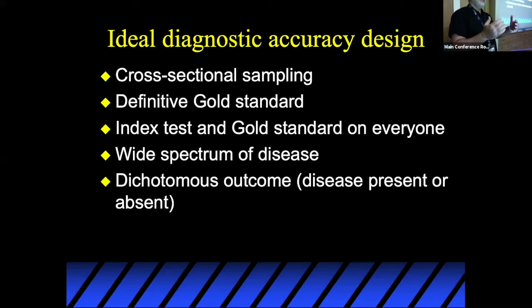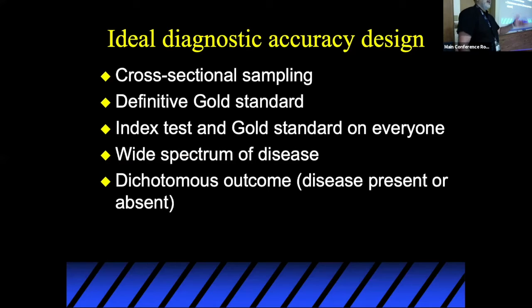So pay attention to the spectrum of the disease, and look in a paper for any indication that, because of the enrollment or sampling, they might have enrolled patients who were more obviously diseased and might have ignored people who had a lower probability of disease.